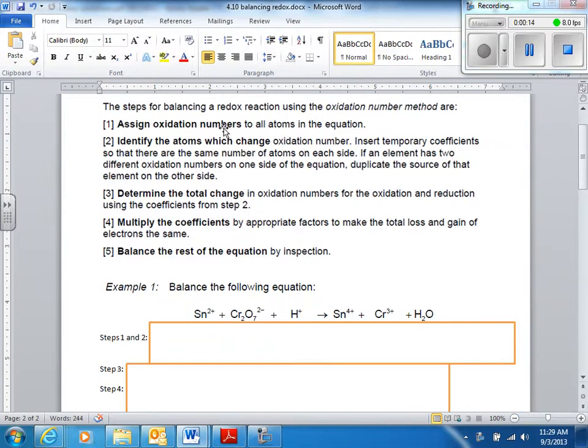Step 1, assign oxidation numbers to all atoms in the equation. Now really you only need to figure out oxidation numbers.